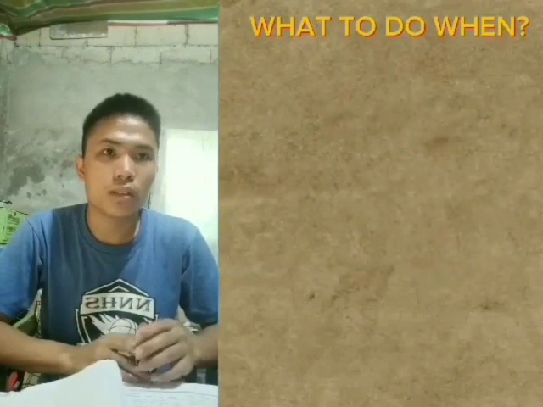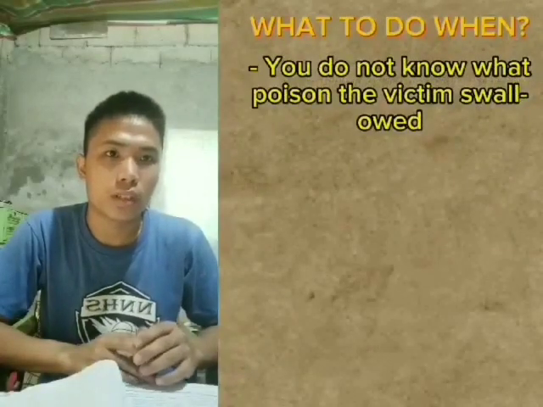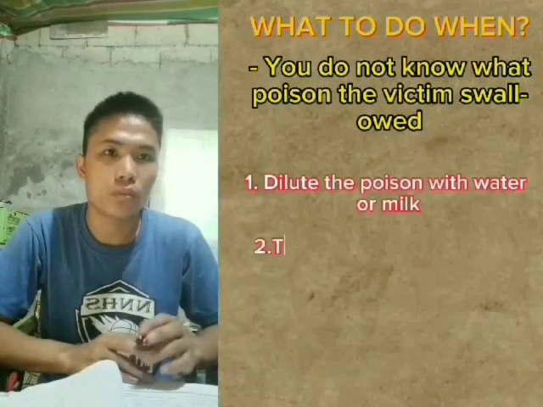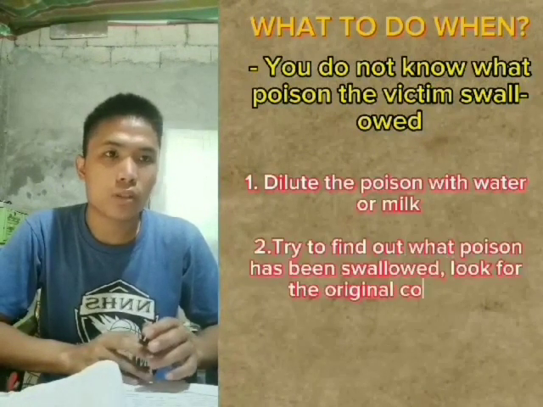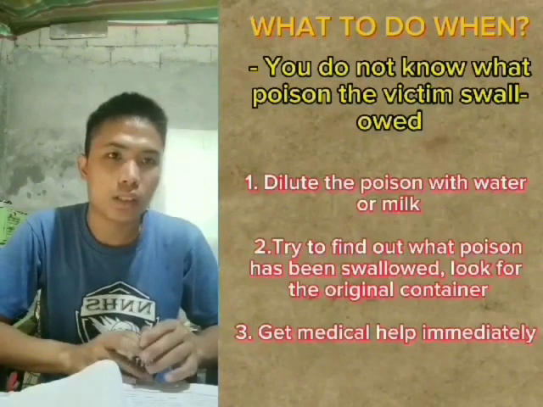Next is what to do when you do not know what poison the victim swallowed. So first is dilute the poison with water or milk. Second is try to find out what poison has been swallowed. Look for the original container. Third is get medical help immediately.